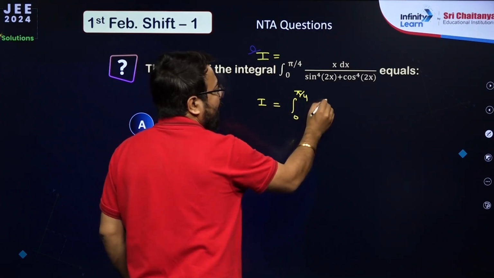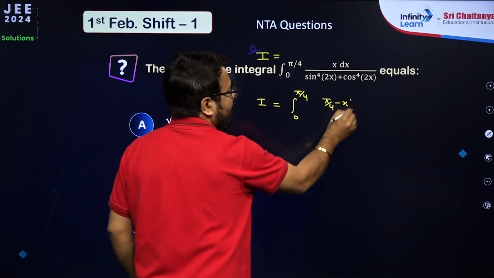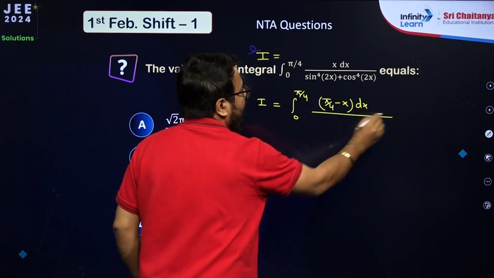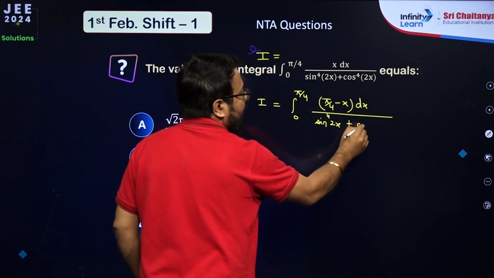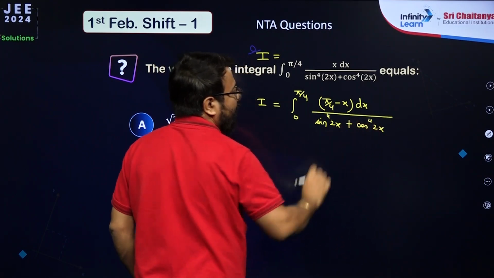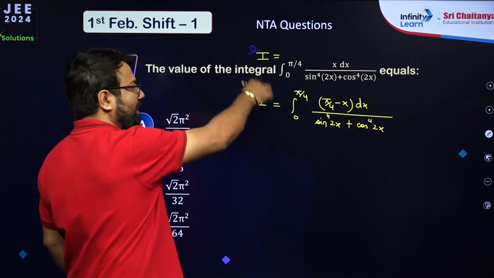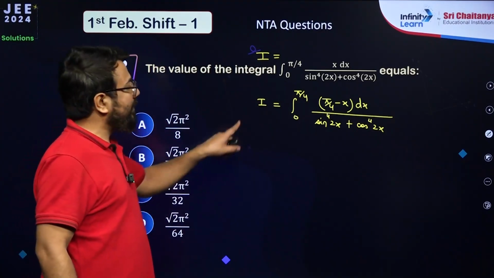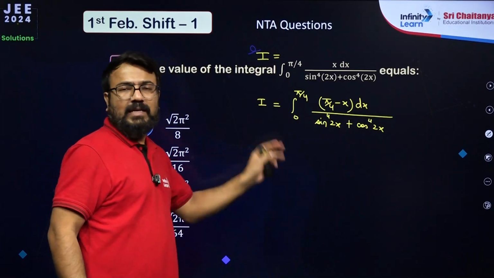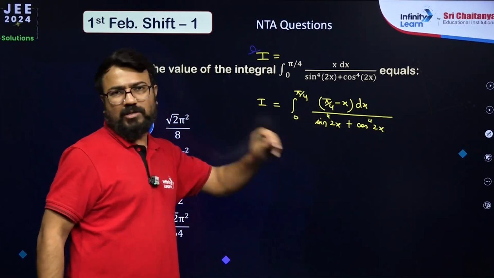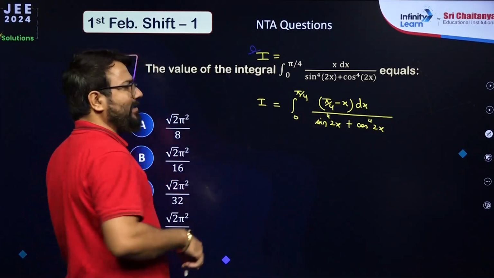So it will be 0 to pi by 4, here it is pi by 4 minus x dx, and this whole gets divided by sine 2x raised to the power 4 and then cos 2x raised to the power 4. I hope this is clear to you. If you add these two, you'll be able to get 2I, and 2I will be equal to pi by 4 dx whole divided by sine 2x raised to the power 4 and cos 2x raised to the power 4. So let us write that also.